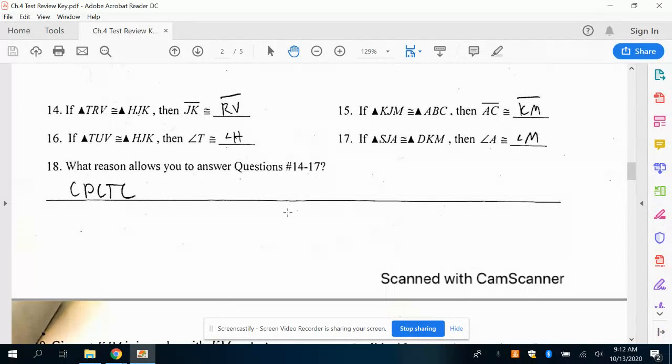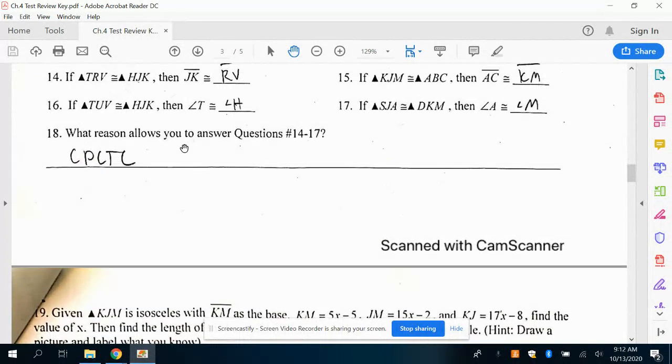There we go. Sorry. So hopefully these went well for you because all these are kind of a review. And remember, CPCTC, corresponding parts of congruent triangles are congruent. That is important here, so don't forget that.